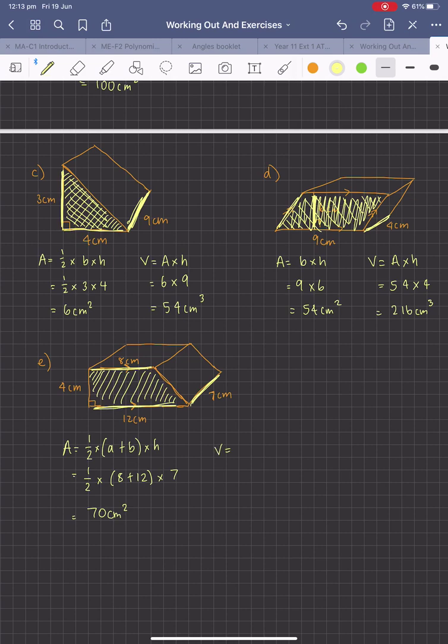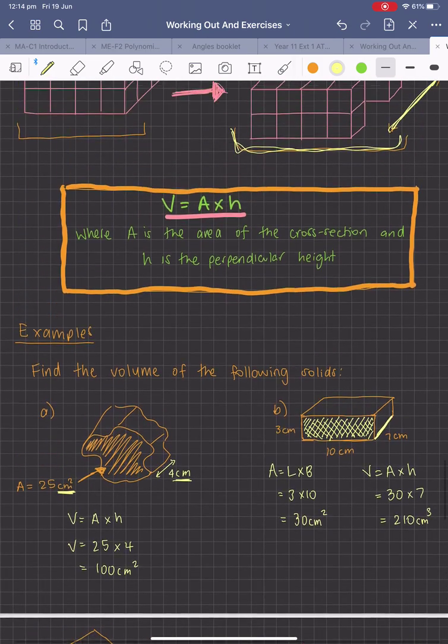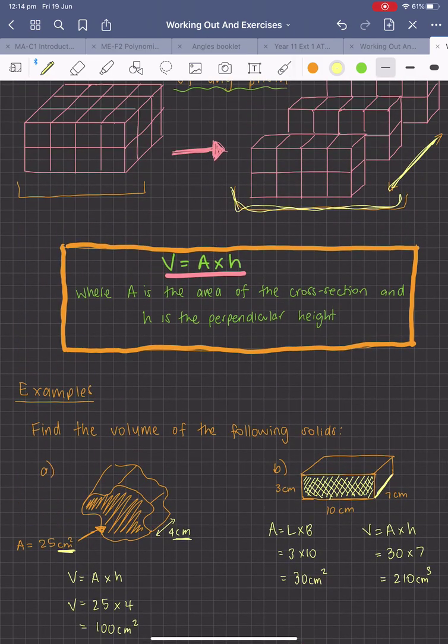Now the volume, I just need to take that area and multiply by how many layers I have, or the perpendicular height. How far does the prism go back? Well, it's going to be 70 times 7, 490. Yeah, centimeters cubed. Okay, and that's how you find the volume of any prism. Start by finding the area of the cross section and then multiplying by how many layers you have.